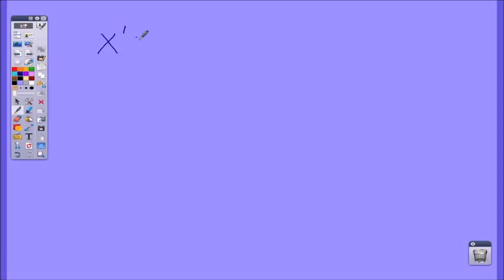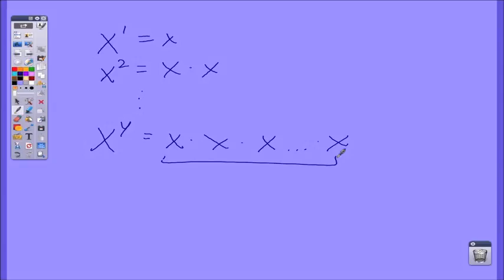So if we have x to the first is x, x squared is x times x, and as we go along, we have the general idea that x to the y is x times x, and so on, where we have y x's. So this is the definition of an exponent, and note that we can write this as times 1. That doesn't change anything. So we also have the law that x to the 0th is when we have 0 x's, so x to the 0th always equals 1.